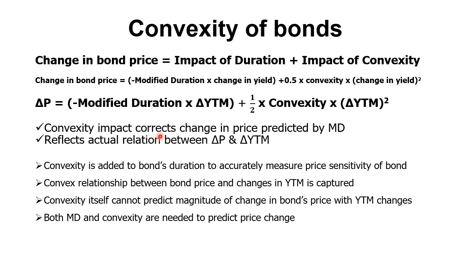The convexity impact adjusts the change in price predicted by the modified duration to reflect the actual relation between delta P and delta YTM. Basically, the convexity of a bond is added to its duration according to the above formula to arrive at a relatively more accurate measure of the price sensitivity of the bond. The convexity corrects the duration by adding or subtracting based on the above formula so that the convex relation between bond price and changes in the YTM is captured. Note that the convexity itself cannot help you predict the magnitude of change in a bond's price with the change in YTM. You need both the modified duration and the convexity to predict the price change.